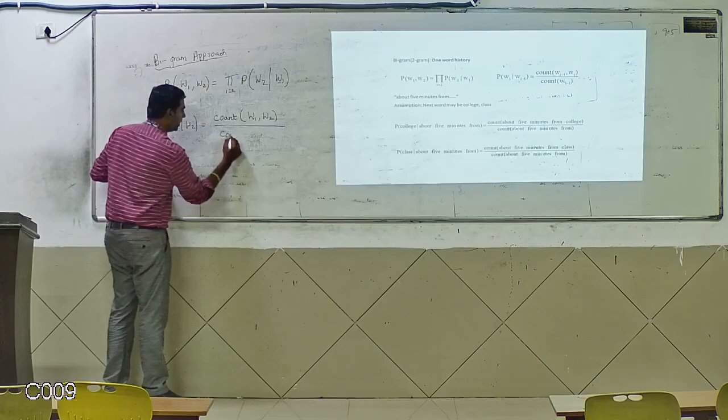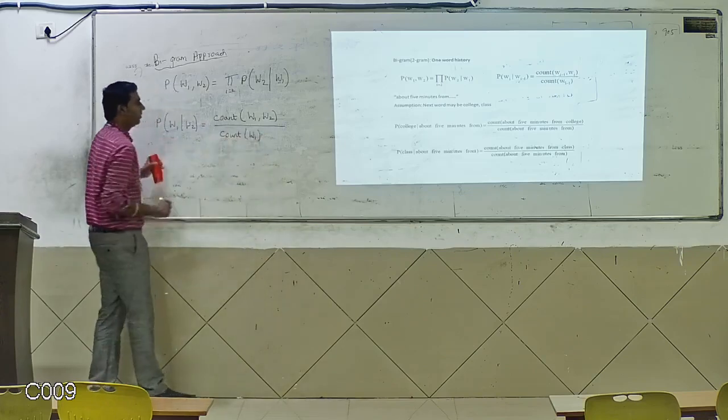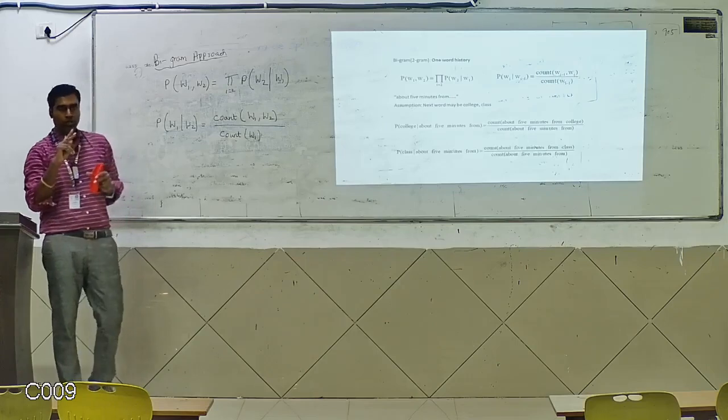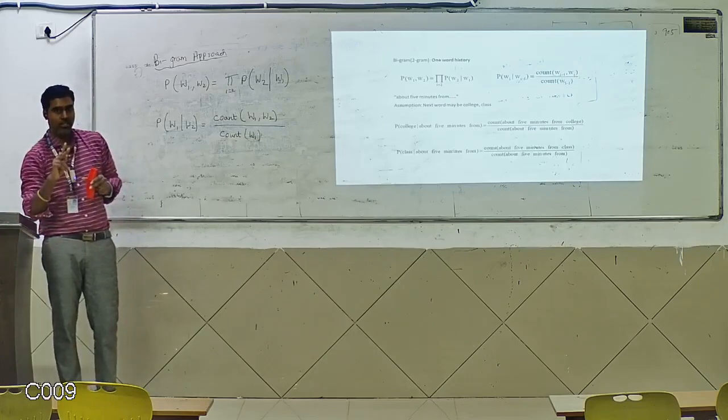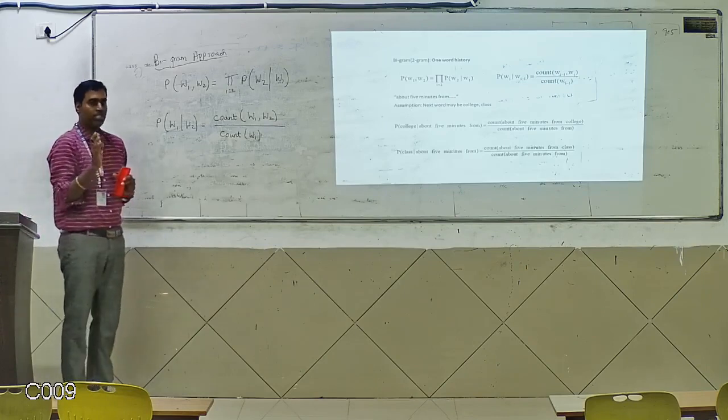What is the denominator side? Count of word 1 alone, that is the previous word, the history word alone. What is the bigram approach? It is a 2 gram model. How many words of history will it take? Only one word, which means the previous word.